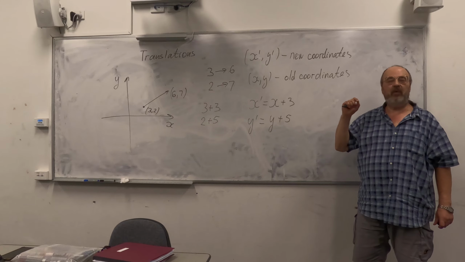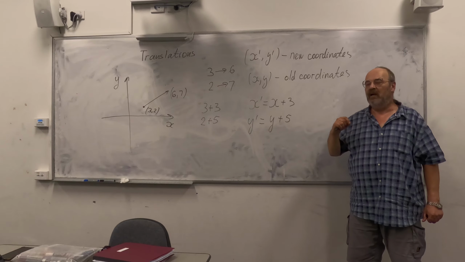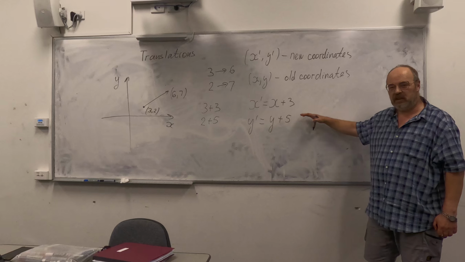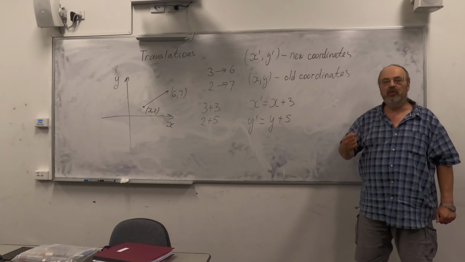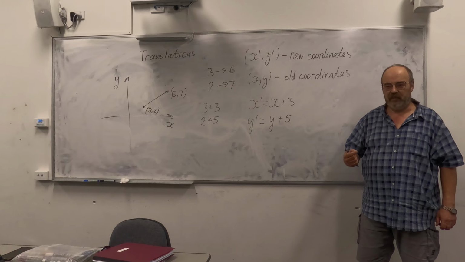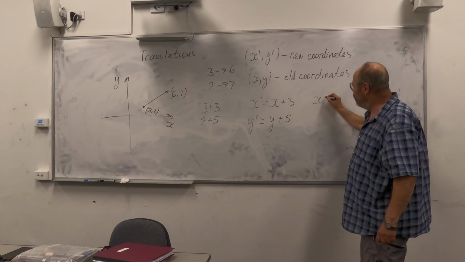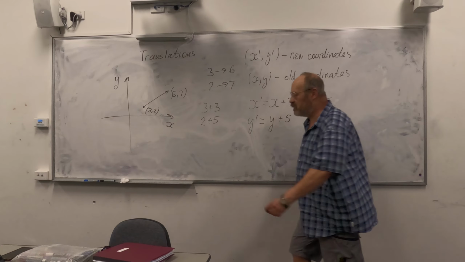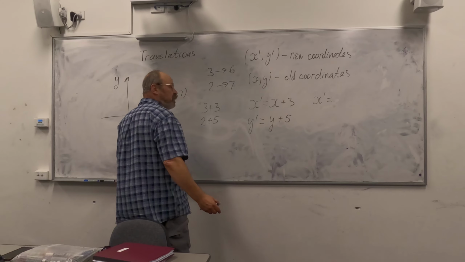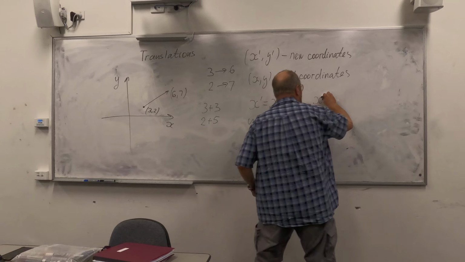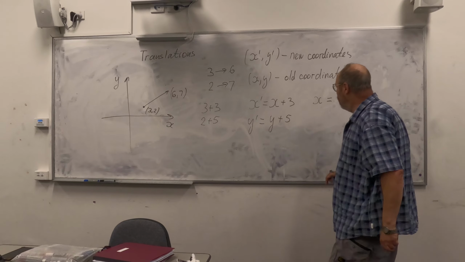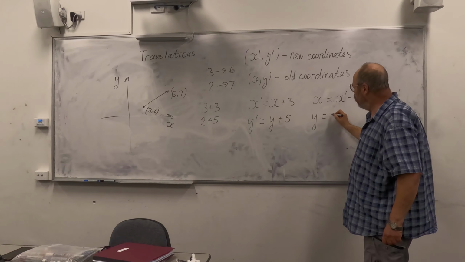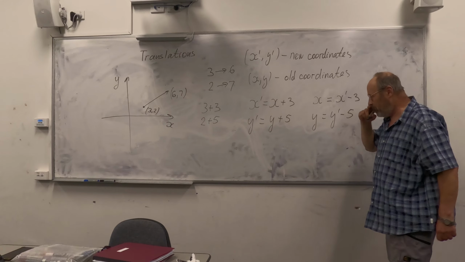And now, when we are doing a transformation, you need to rearrange those formulas to make the old coordinates the subject. So what will x be from here? If we rearrange this, x equals x dash minus 3, and y equals y dash minus 5.